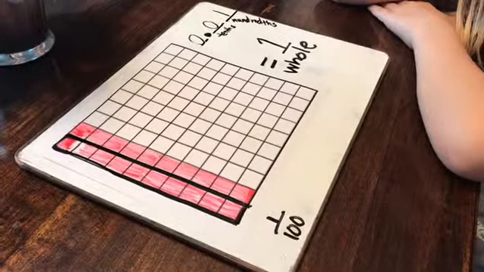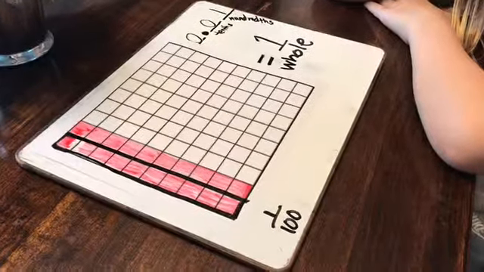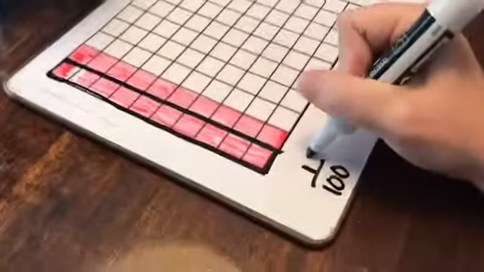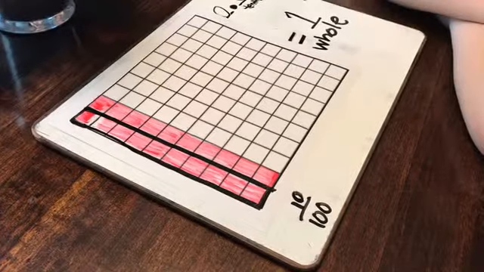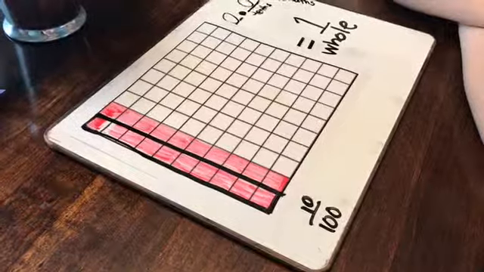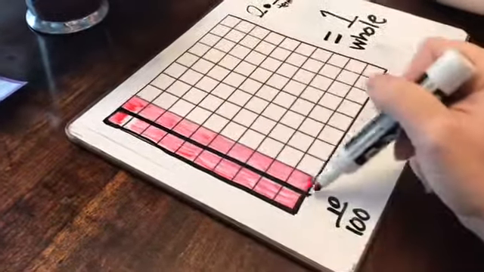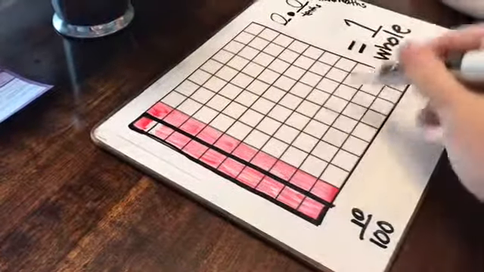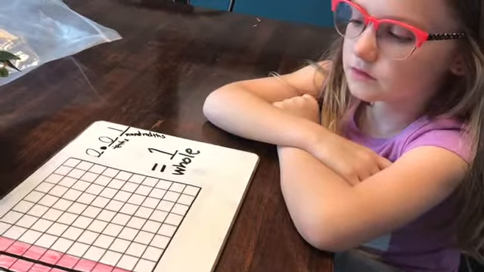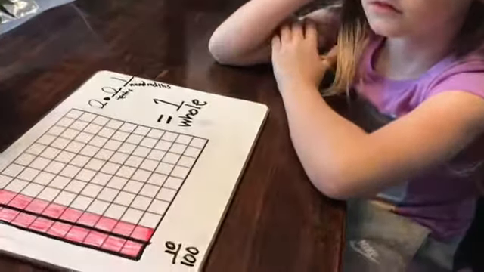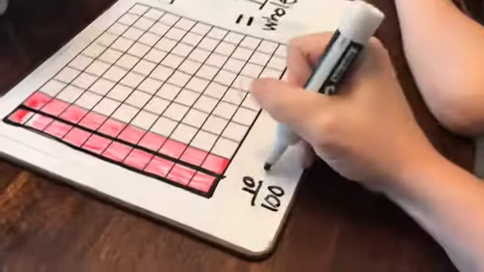10 hundredths. I agree with you. It's 10 hundredths. I wonder if there's another way I can say that. I don't know. So if I took this long piece, how many of these long pieces would make the whole? 10. So instead of calling it, which is right, it is 10 hundredths, isn't it? You're absolutely right on that.